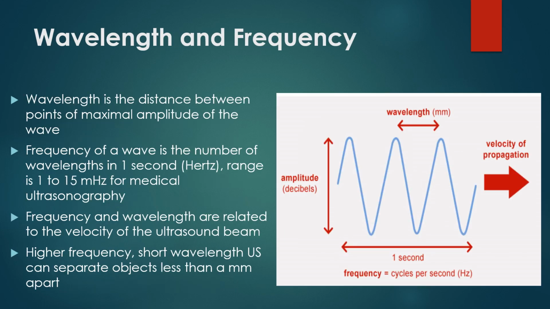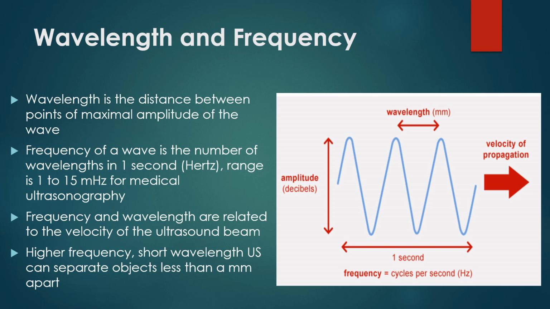So once again, the down and dirty of wavelength and frequency. Wavelength is the distance between points of maximal amplitude of the sound wave, and the frequency of a wave is the number of wavelengths in 1 second, or hertz, and the range is about 1 to 15 megahertz for medical ultrasonography. Human audible sound ranges between 16 hertz and 20,000 hertz, or 20 kilohertz. The frequency and wavelength are related to the velocity of the ultrasound beam.